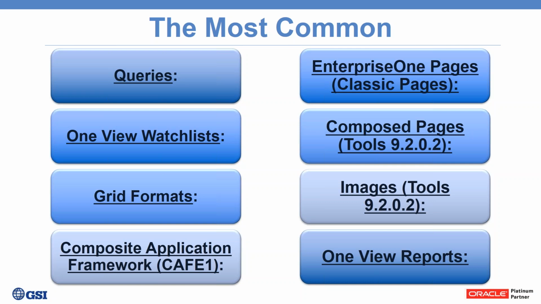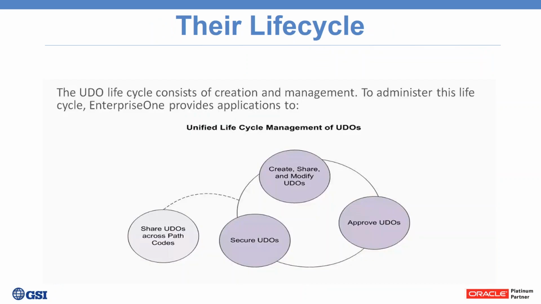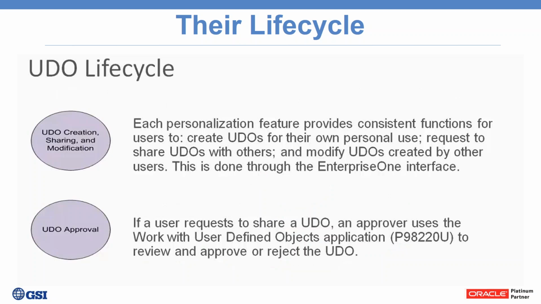So you have to understand what is the life cycle of a UDO. Your UDOs can be shared across path codes. They can be secured. You can have certain people only change them while others can view them. So they're like any other object in the system. They have to follow that change management process. Each UDO you create is for your own personal consumption. If you want Brooke to see it, I have to request to the administrator that Brooke or a role or everyone has access to that, okay?